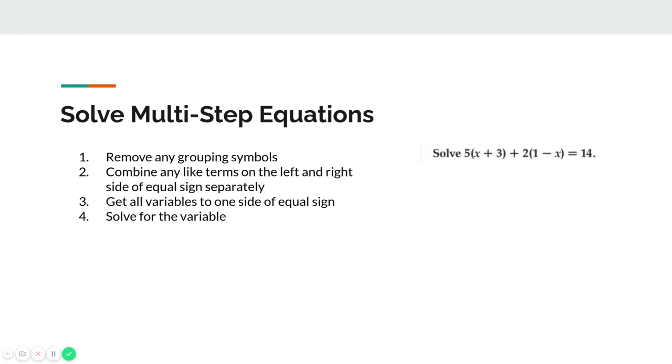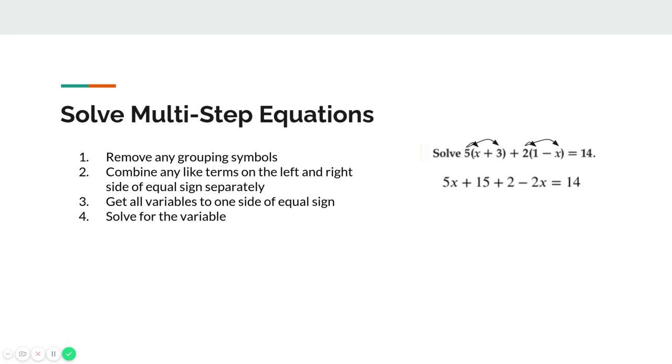So here's an example. 5 times the sum of x plus 3 plus 2 times the difference between 1 and x is equal to 14. So I've got grouping symbols there. I need to use the distributive property to get rid of those grouping symbols. So there's 4 distributive properties that I have to do. After doing that, you're going to end up with 5x plus 15 plus 2 minus 2x equal to 14.